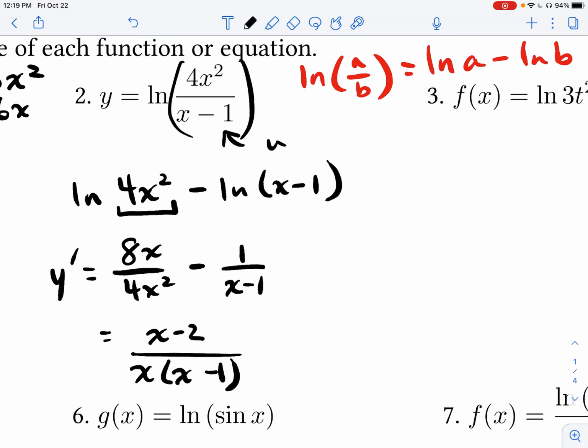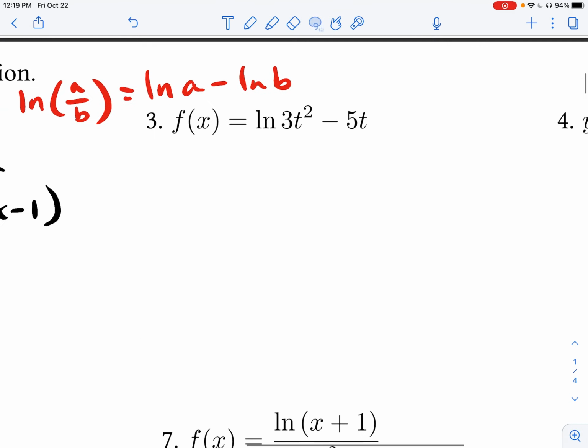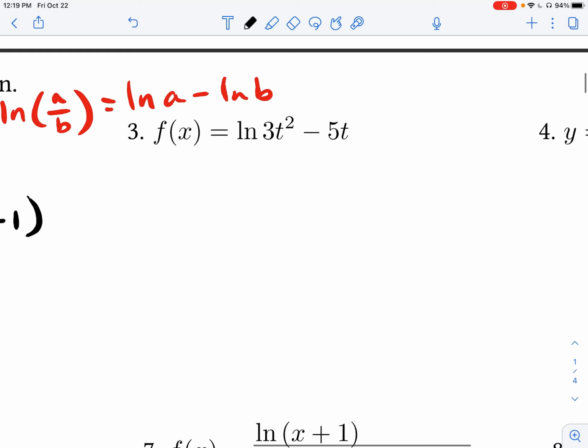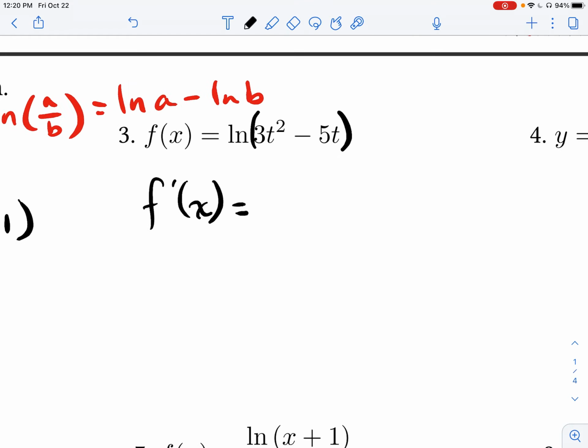All right, let's compare that with number 3 over here. Now, there's a little bit of a typo here. I apologize. That's one of the reasons why I wanted to go over this. Those parentheses are missing. And without those parentheses, you would be tempted to think that it would be the natural log of 3t squared minus 5t. And you'd be correct. So that's why we need those parentheses. So if that is the case, f prime of x is equal to, what is the derivative of my argument, or the derivative of u? That'd be 6t minus 5. What is my original argument? 3t squared minus 5t. Okay.